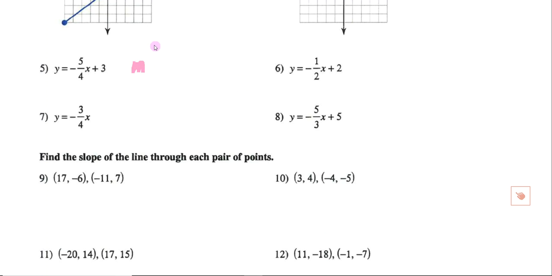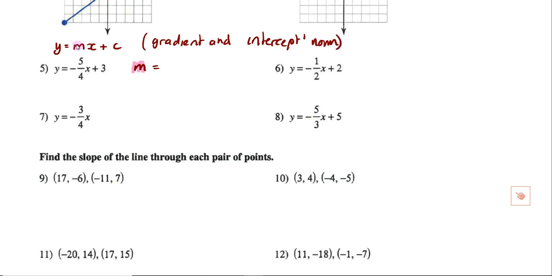So this one, m. Remember I said m is for gradient. Because remember we looked at, and it's on the top of your sheet, it's in the form mx plus c. And this is called gradient and intercept form. And you know why now, don't you? Because that's the gradient and that's the intercept. So what's the gradient of this one? It's really easy. Negative 5 over 4. Done. That's all we have to do.